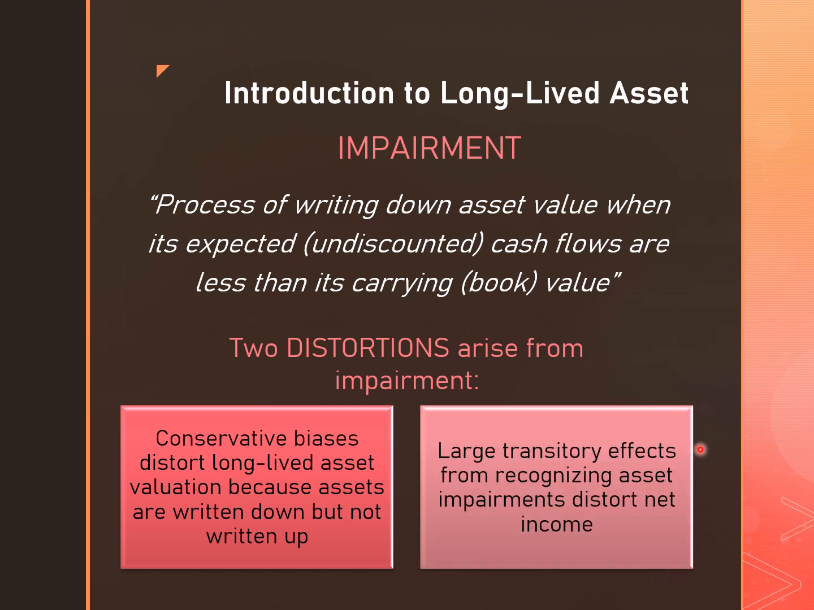Alright, next. Adalah large transitionary effect from recognizing asset impairment distort net income. So, kalau impairment tu nilai dia besar, dia akan mengecilkan dia punya net income. Sebab impairment ni expenses. Kalau dia besar, maksudnya, dia akan mengurangkan you punya net income.